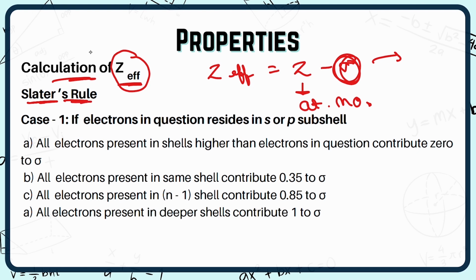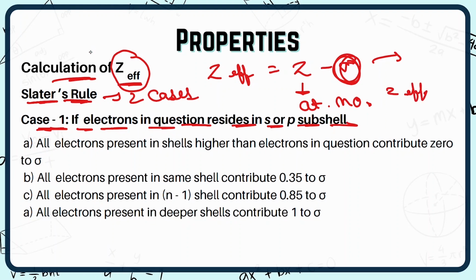What are Slater's rules? Slater's rules are basically divided into two cases. First we'll study case 1 only. Case 1 states that if the electron in question resides in an s or p subshell, for example, we have to find Z effective of any electron and it is in an s or p subshell, then this particular case will be implemented and these four rules will be taken care of.